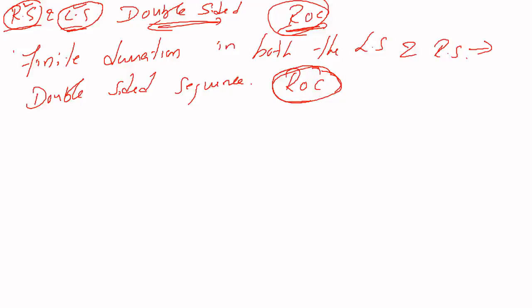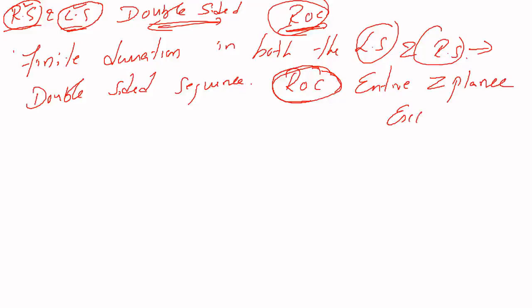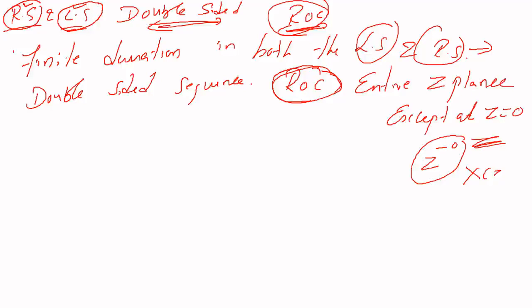ROC will be the entire plane, because it is a mix of both. So the ROC will be the entire Z plane, of course, except at Z equal to 0. Why? Because if you take the final equation, there will be z power minus something. When some value becomes 0, it will become infinite. That will make the x of z blow up. We won't be getting a finite summation. That means the summation won't converge.